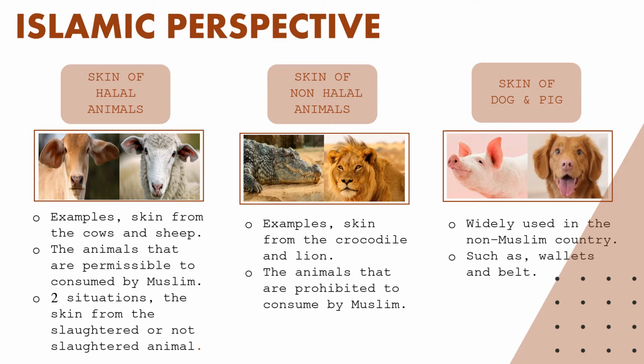And lastly, the skin of dogs, pigs and their derivatives. These skins are widely used in non-Muslim countries in their production, such as production of wallets and belts. This skin is more affordable compared with cow skin as the quality and appearance are very similar.